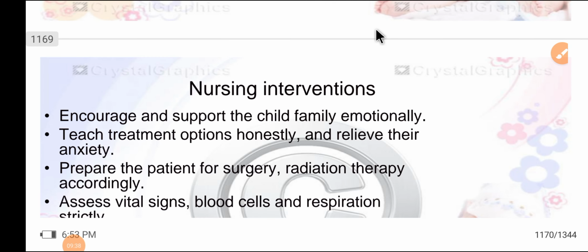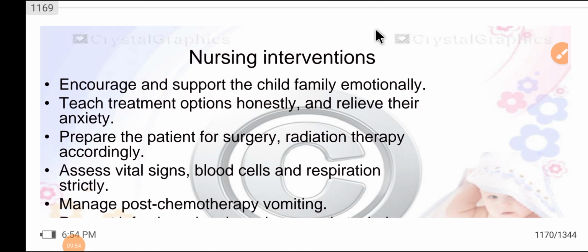Nursing interventions: encourage and support the child and family emotionally, teach treatment options honestly, and relieve their anxiety. Prepare the patient for surgery and radiation therapy accordingly.